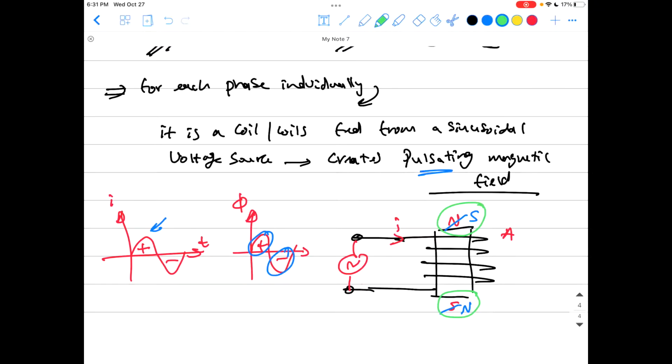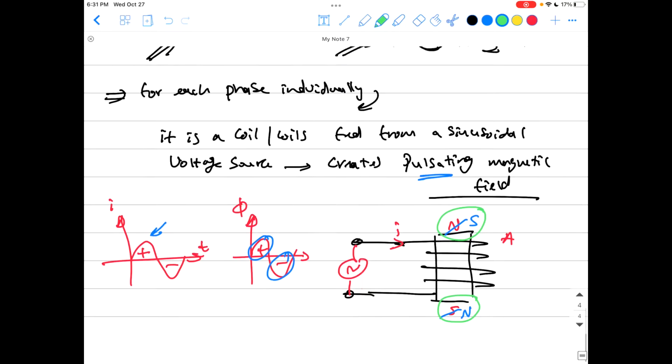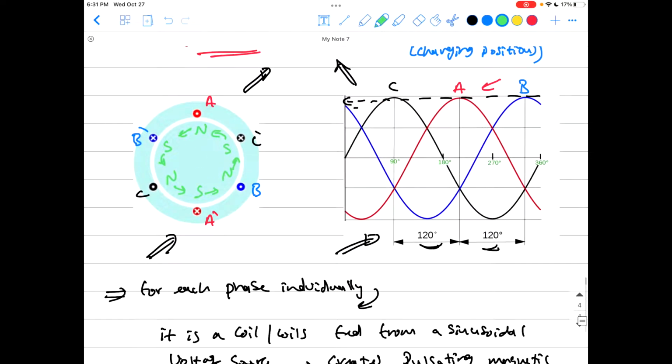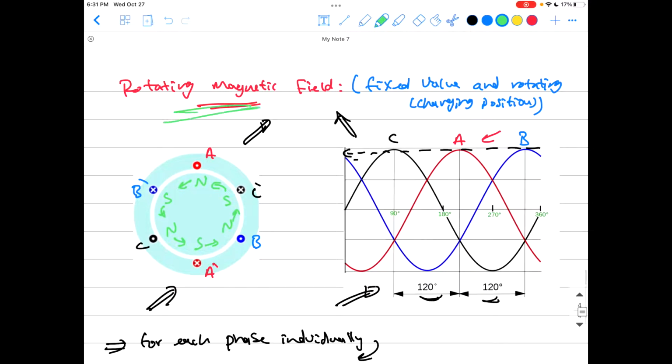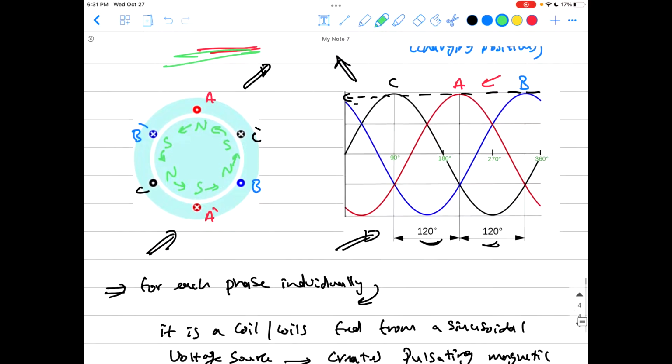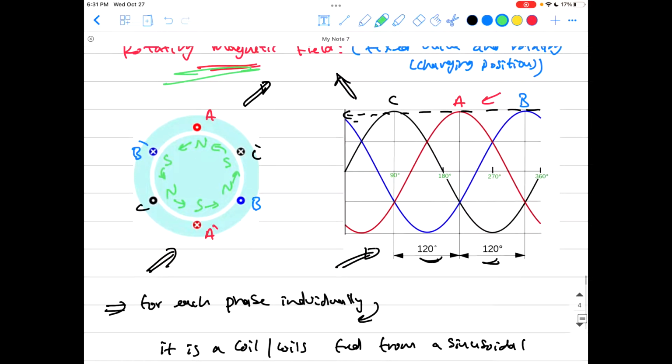But here comes the magic. Because we're not dealing with just one phase, we have three phases and they're from a three-phase supply. Magically, the combination of the three phases together will bring you to this rotating magnetic field. So a single phase of them, just one winding, A, B, or C, fed from a single phase supply will give you a pulsating magnetic field. That means if I take, for example, on the same thing here, let's talk about phase A, for example.